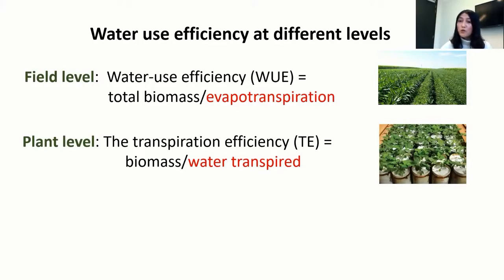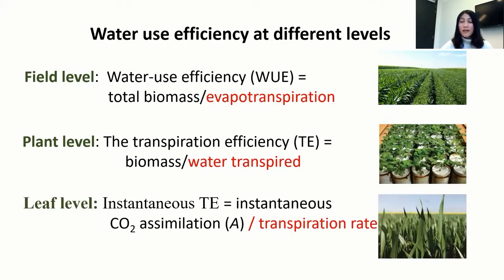So the water loss due to evaporation is stopped or minimized by covering the soil surface with a thick layer of plastic beads. When the transpiration efficiency is measured at the leaf level, it is termed instantaneous or intrinsic transpiration efficiency. It is a ratio of instantaneous CO2 assimilation to transpiration rate. In this study, we will focus on the transpiration efficiency at the plant and the leaf level.